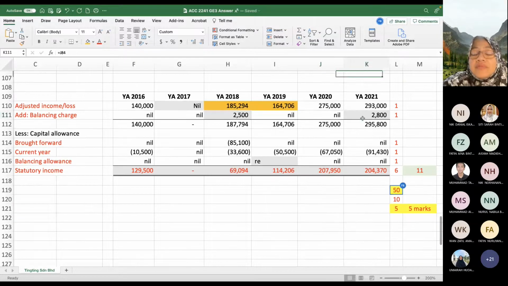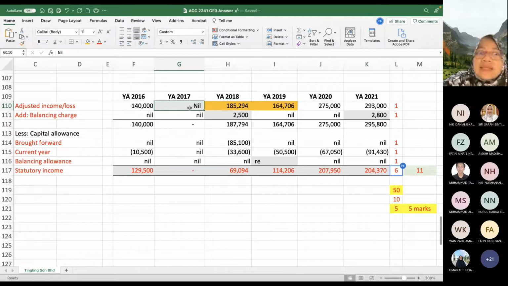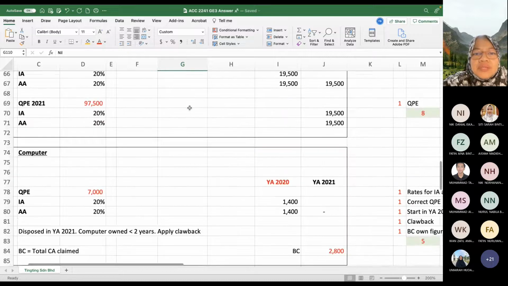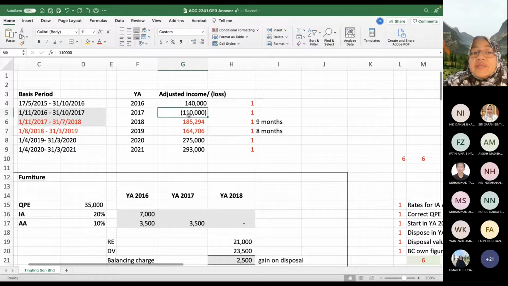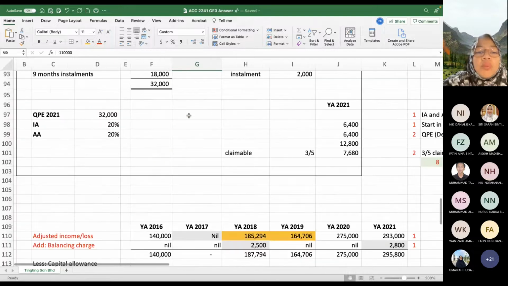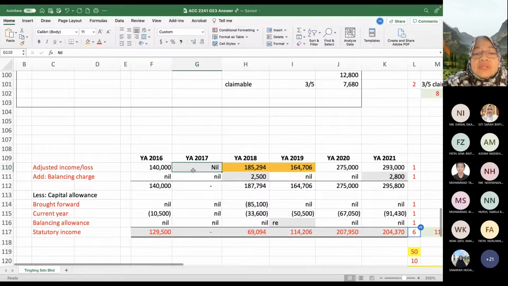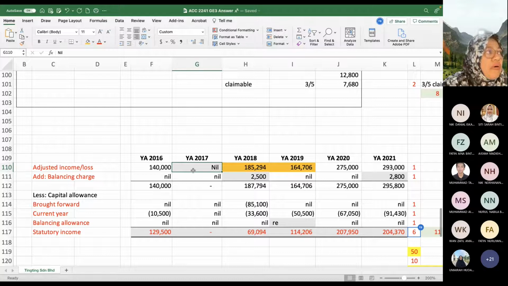So that's how you reflect whatever computation you have in the tax computation. And remember that if you have your adjusted income here as a negative, because you know that the first year, the second year, you have negative 110,000, which is a loss. If you show me negative 110,000, do you think that is right or wrong? Can I have adjusted income of negative 110,000?